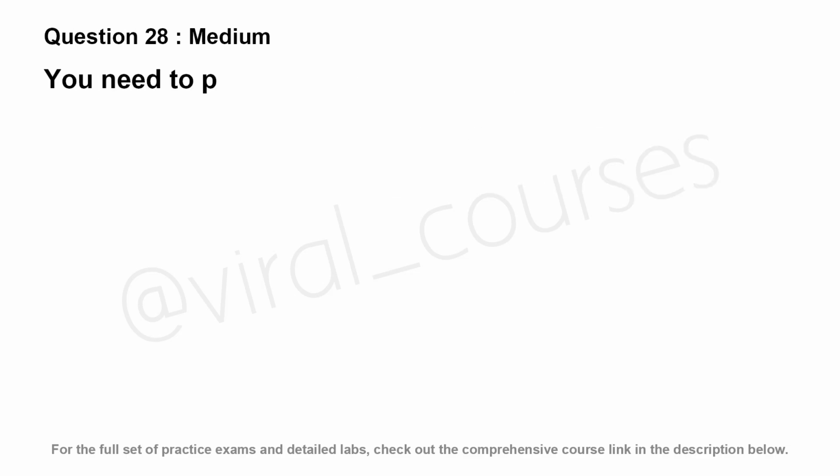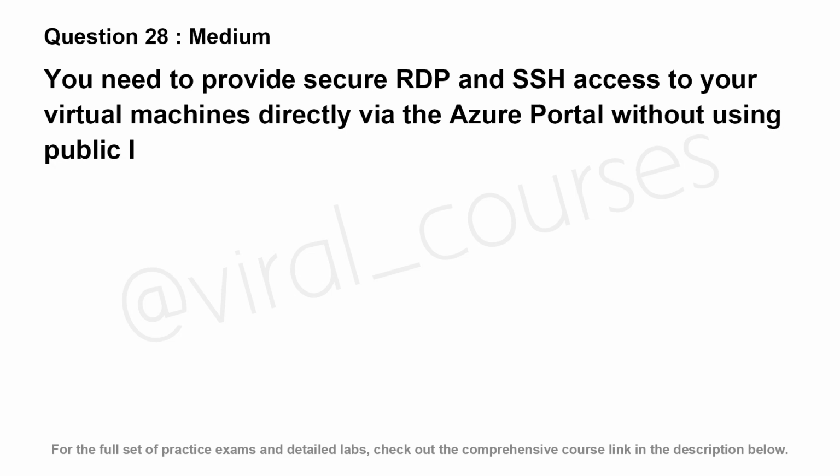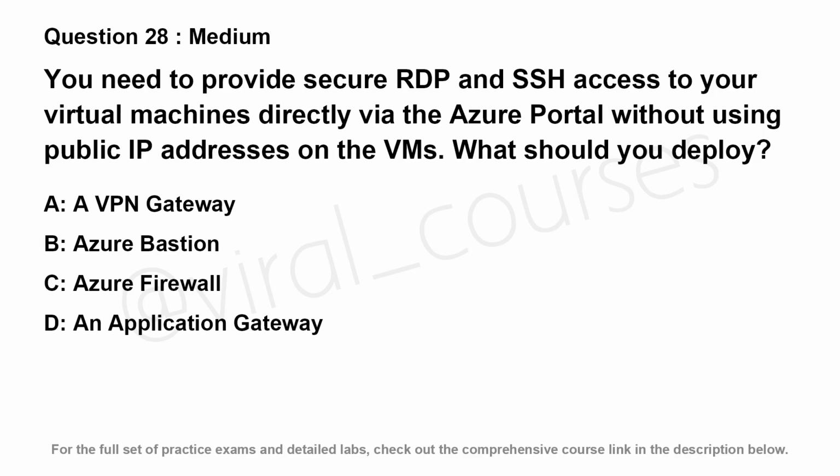You need to provide secure RDP and SSH access to your virtual machines directly via the Azure portal without using public IP addresses on the VMs. What should you deploy? Option A, a VPN gateway. Option B, Azure Bastion. Option C, Azure Firewall. Option D, an application gateway.